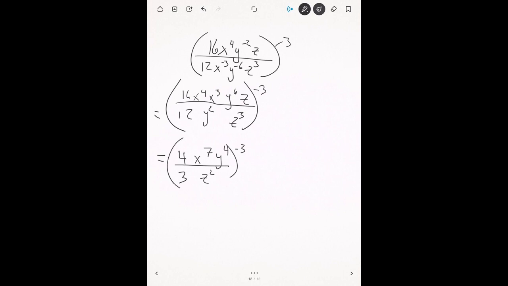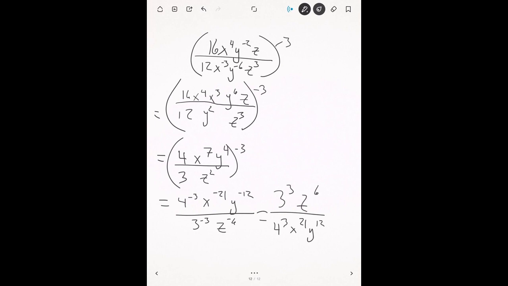All right, did some full simplifying on the inside. And now what we have to do is we just have to apply the negative 3 to everything. So that's 4 to the negative 3, x to the negative 21, y to the negative 12, 3 to the negative 3, z to the negative 6. And since everything's negative, all I really have to do is just swap everything. 4 to the 3rd, x to the 21st, y to the 12th, underneath 3 to the 3rd, z to the 6th. And that's it. That's how I can go about solving this.